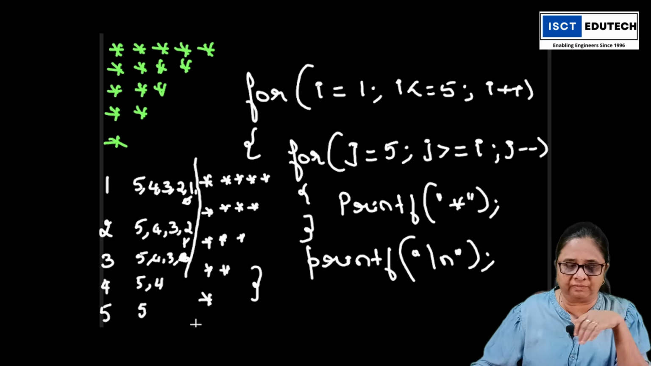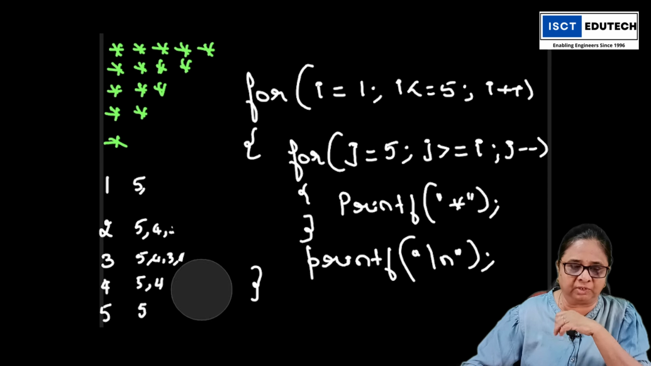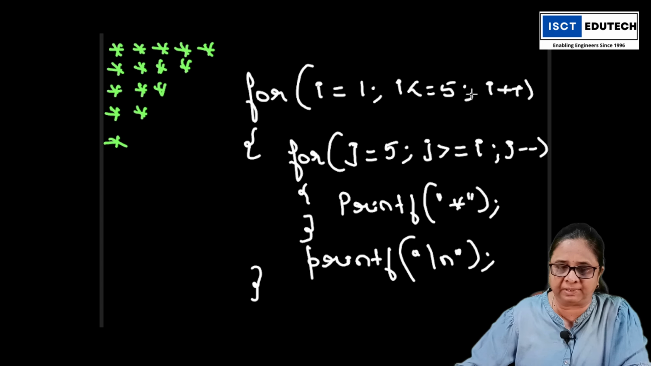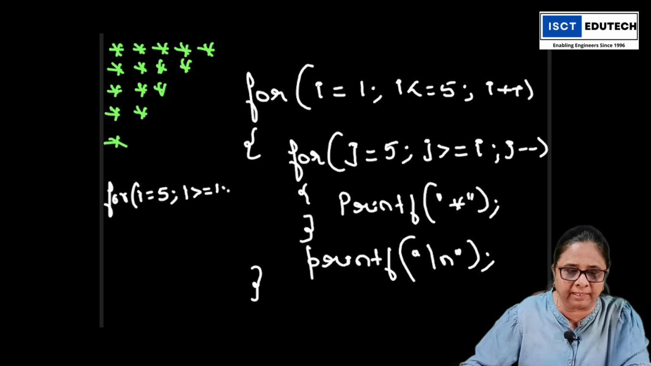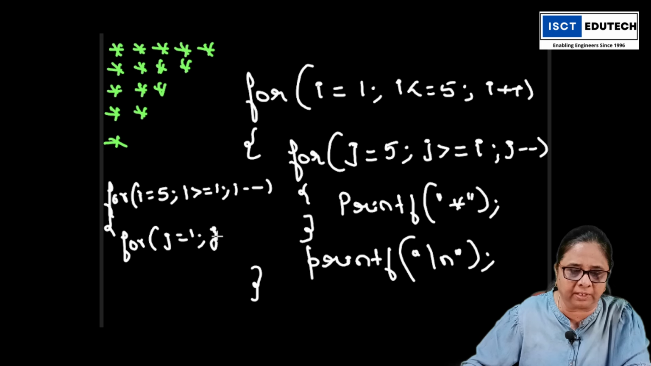So this is one way of doing it. It depends upon your logic, how you are going to frame the loop. I have framed the loop as I equal to 1, I less than or equal to 5, I plus plus and J starts with 5. You can also do it like this. You can say for I equals to 5, I is greater than or equal to 1, this is I minus minus. In that case, you change the J loop. What will this J loop be? J starts with 1, J is less than or equal to I, J plus plus.